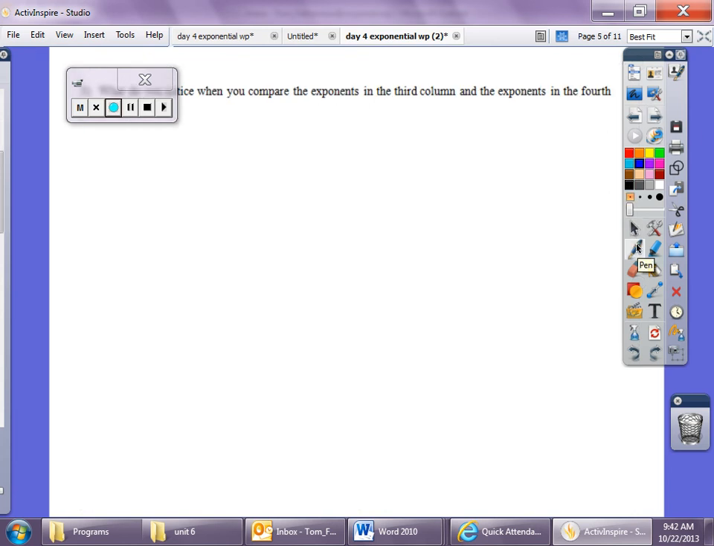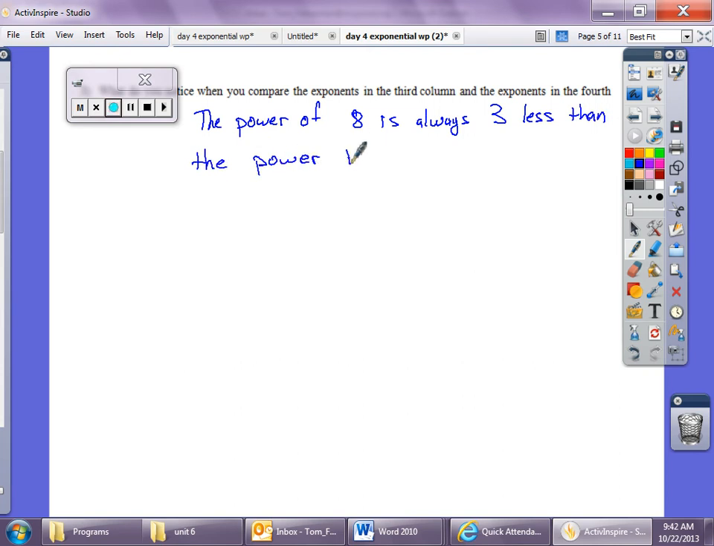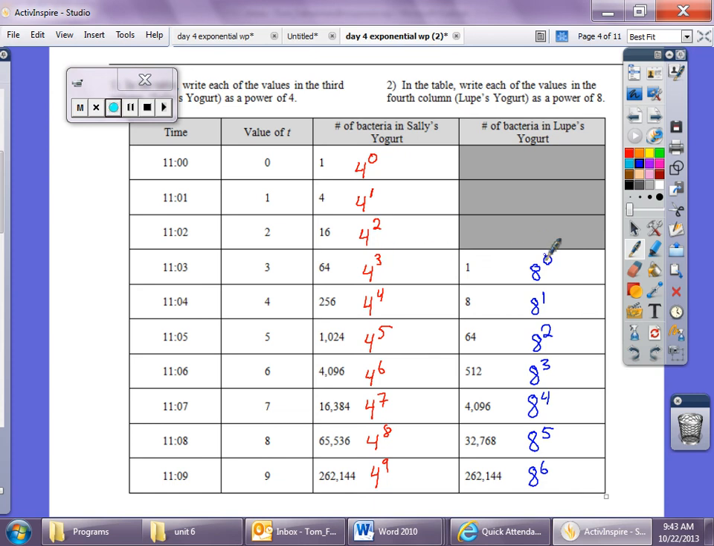So we can say the power of 8 is always 3 less than the power of 4. So if you look at it, if this is 3 and 0, so 4 and 1, it's always going down by 3. So the power of 8 is always 3 less than the power of 4.